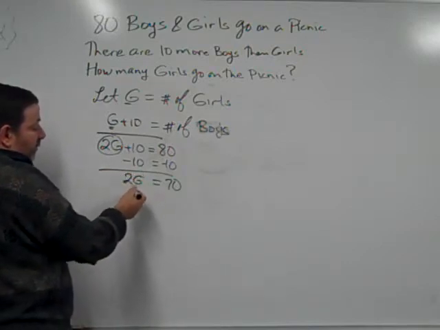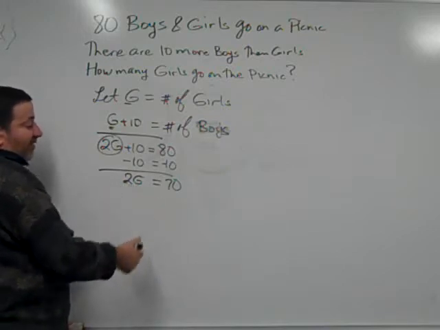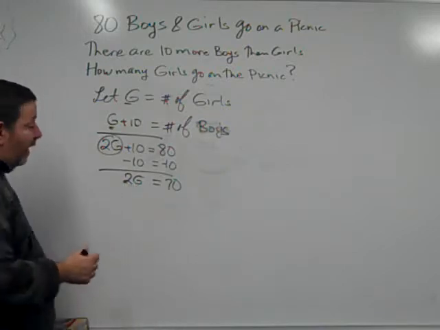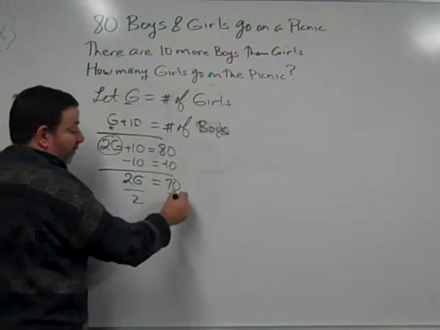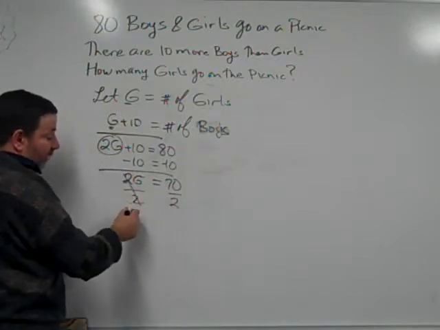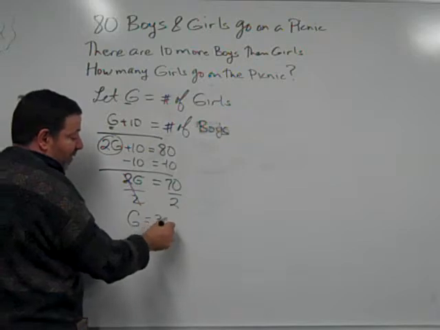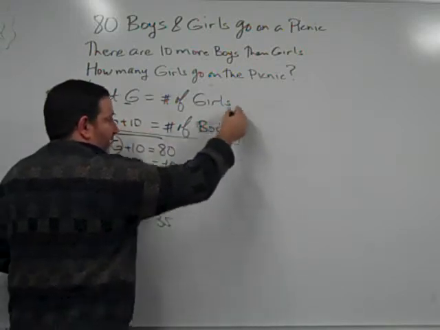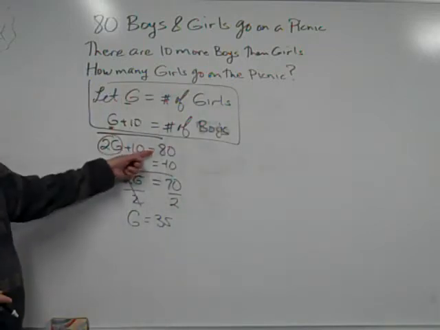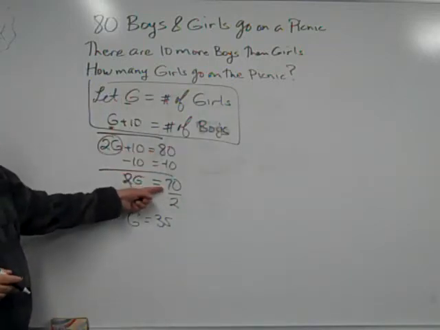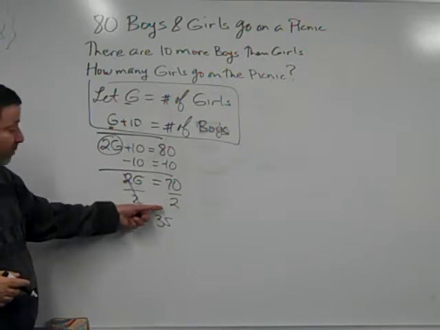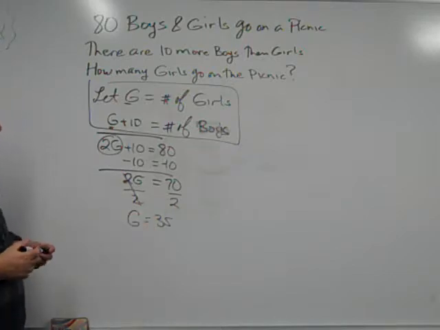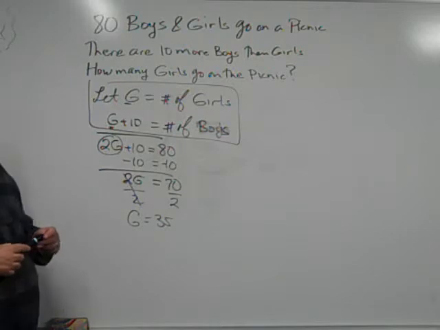And now, ask myself, 2 times what is 70? 35. But that's equivalent to dividing both sides by 2. And that's exactly what I did in the other method. I started with 80, I took away 10, I got 70, then I divided it by 2, and I got the number of girls. Number of girls is 35.